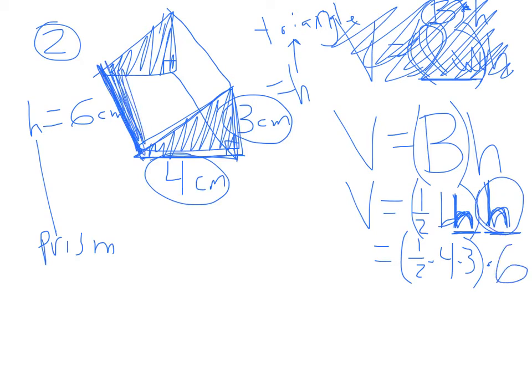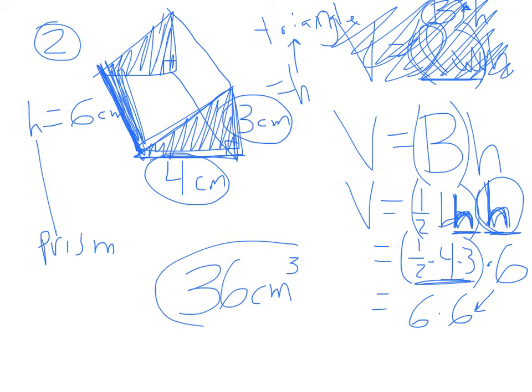So as you can tell, different numbers get plugged in. Now, it's just multiplying all the way through. So 4 times 3 is 12, times 1/2 is 6, and 6 times this other 6 is 36 centimeters cubed for volume. Very, very tricky formula, but you got to pay attention to know what that's talking about. Let's go to example 3.